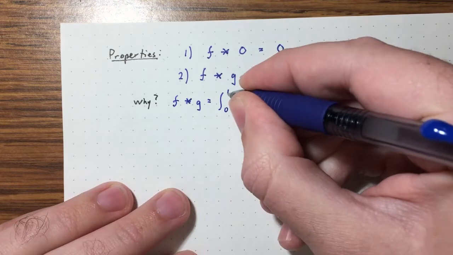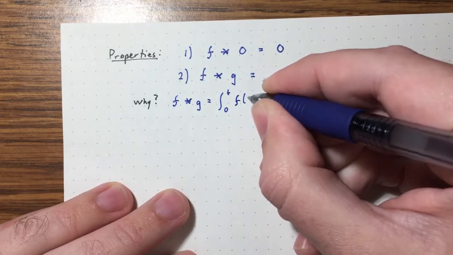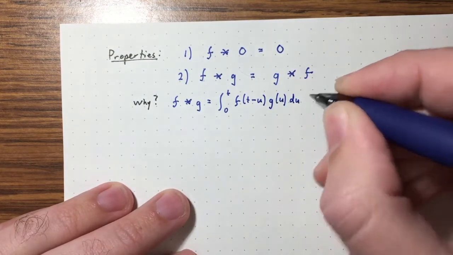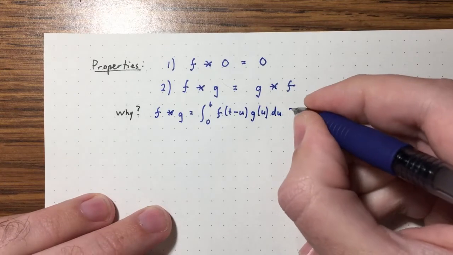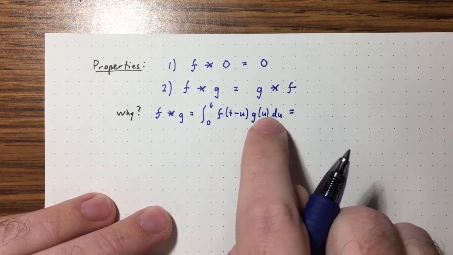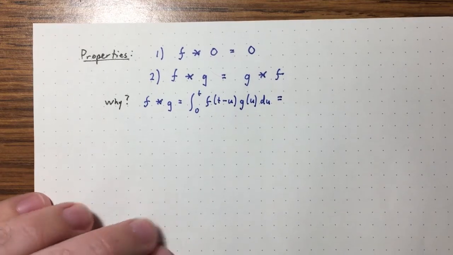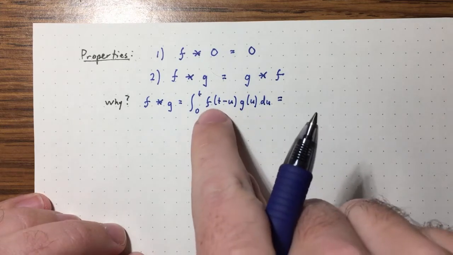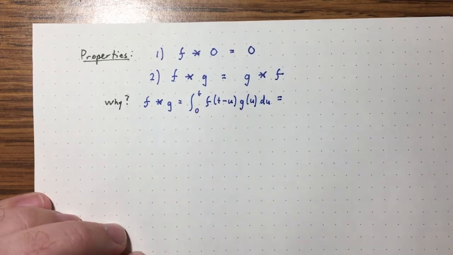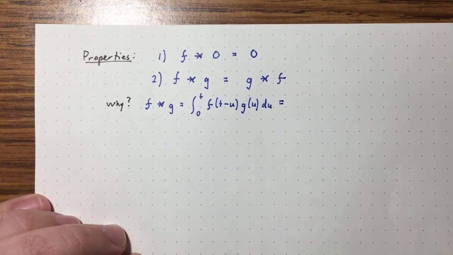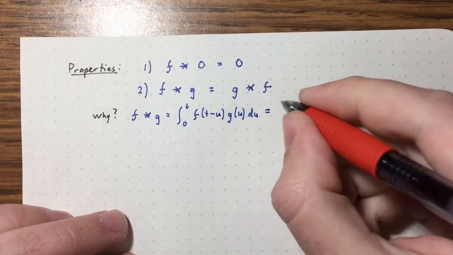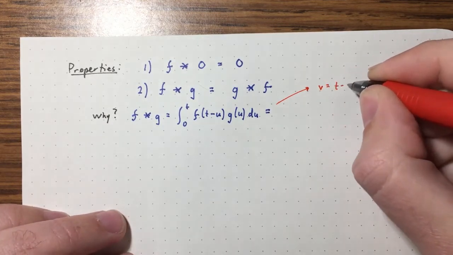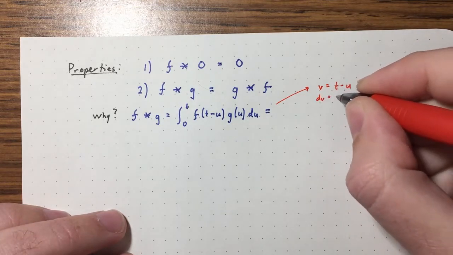So what is f convolved with g by the definition? It's the integral from 0 to t of f of t minus u times g of u. And yes, remember we're integrating with respect to u, not with respect to t. Well, I'd like to try to write this so that it's f of u and g of t minus u. And so I'll do that by changing variables. Let's set v equal to this t minus u. Well, what's dv? It's just minus du.